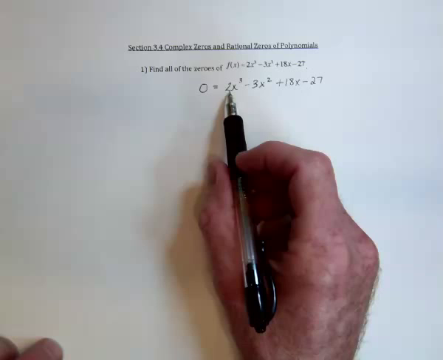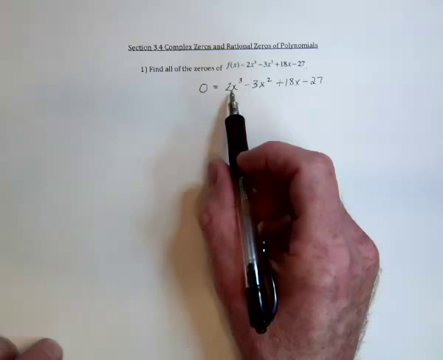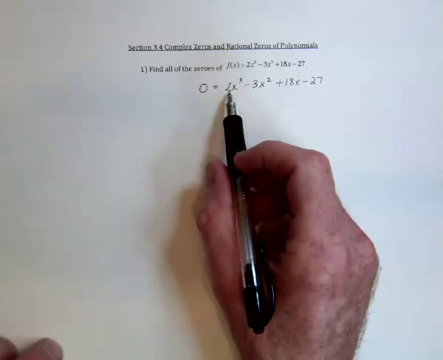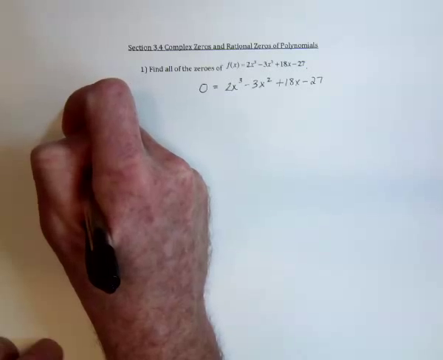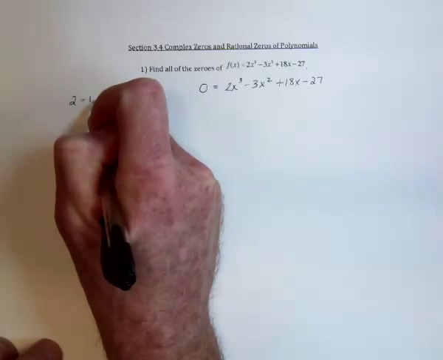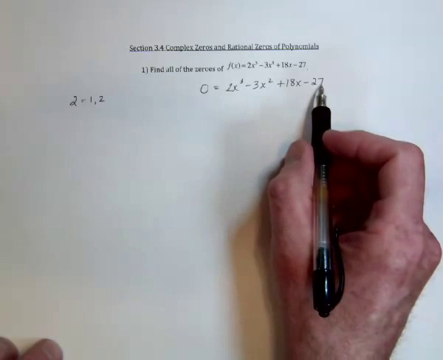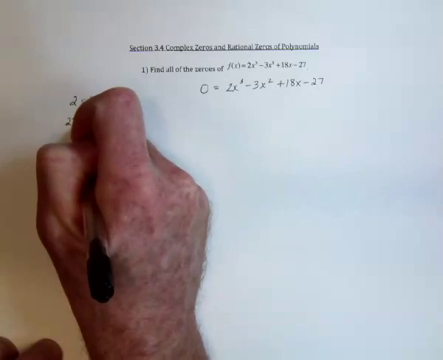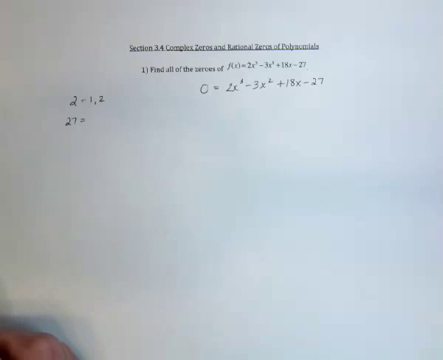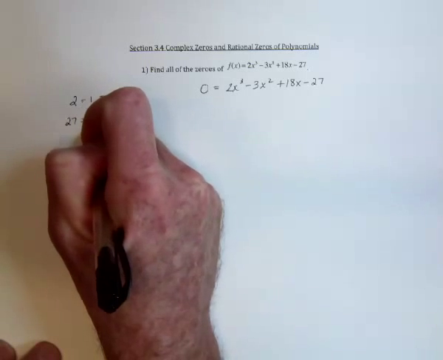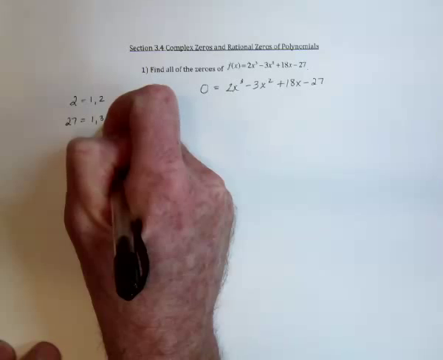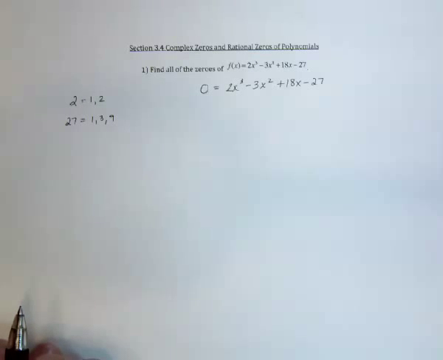And one way to do it is take the leading coefficient, a 2, and find out all of its factors. So a 2 basically has the factors 2 and 1. And a 27 has factors 1, 3, and 9. And of course we need to consider positive and negative cases, but for the moment we'll just deal with the positive cases and see if we can find a solution.